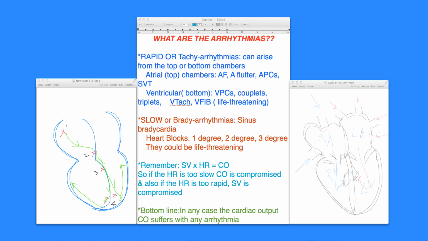Anyway, these are the basics of arrhythmias and the importance of arrhythmias. I've tried to outline them here because they are very important for us, and I hope you enjoyed this section.